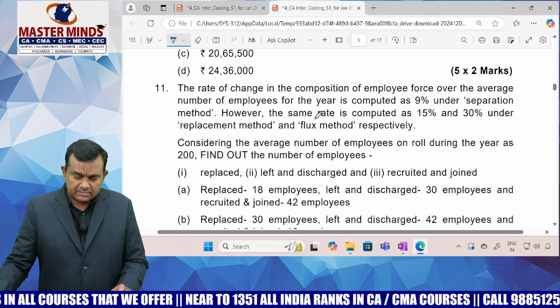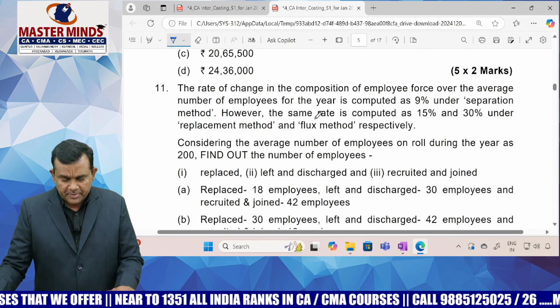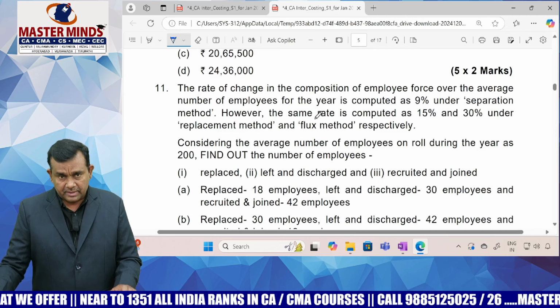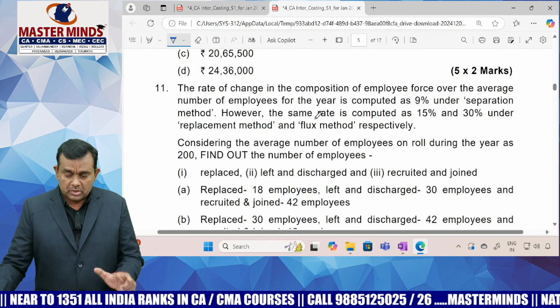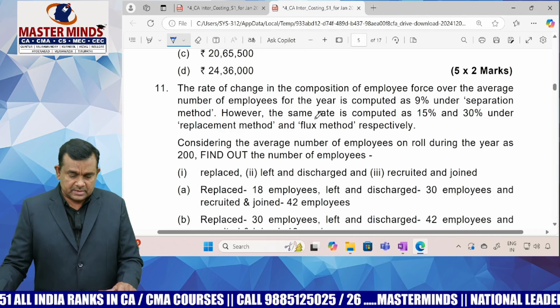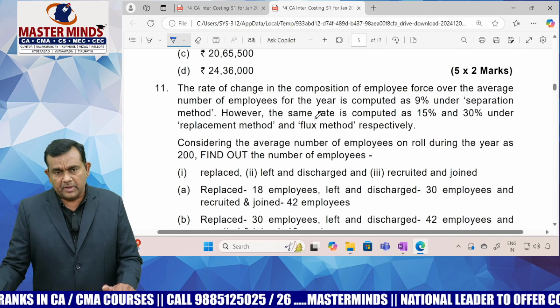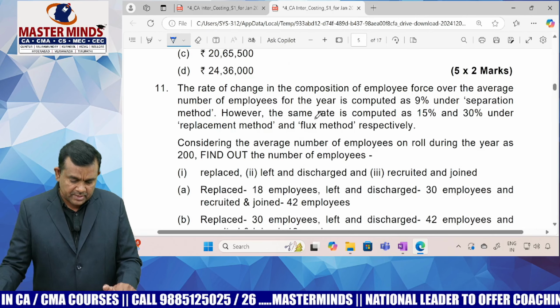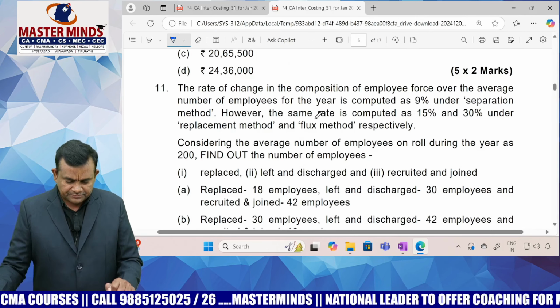Consider the average number of employees on roll during the year as 200 workers, which is directly given. Find out the number of employees: replaced, one; left and discharged, second; recruited and joined. So there are 3 questions.